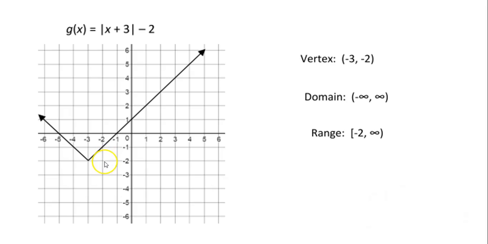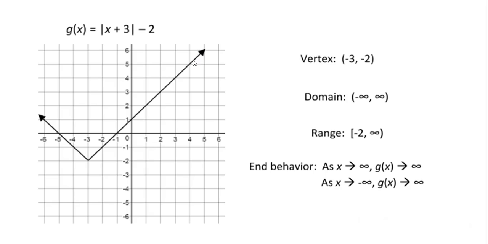And we can see that on the graph. The lowest number in the range, the lowest y value, is -2. And as we can see from the arrows going up, we can get up to +infinity. And then the end behavior: as x goes to infinity, g of x goes to infinity, and as x goes to -infinity, the function goes to +infinity as well. So there's our end behavior for this particular function and its graph.